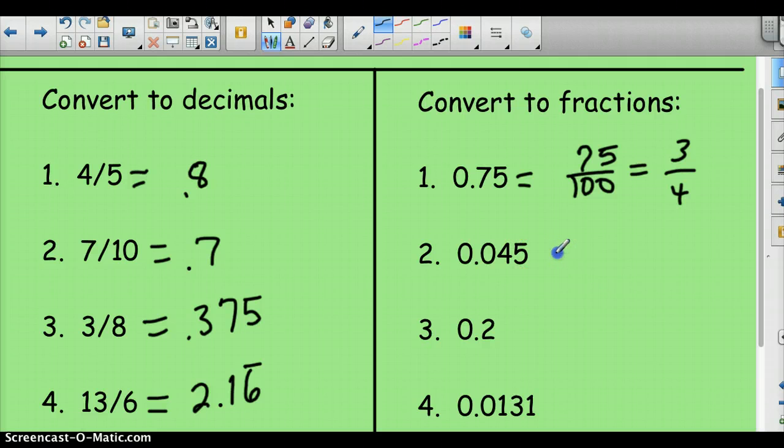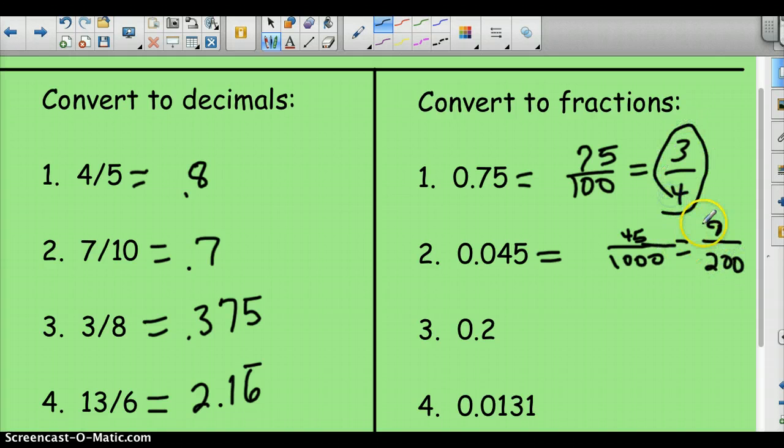Once again, same idea here. I see 3 numbers after the decimal place. That's why I will put a 1 with 3 zeros underneath it. And the number 45 goes on top. If you divide on top and bottom by 5, this reduces down to 9/200.